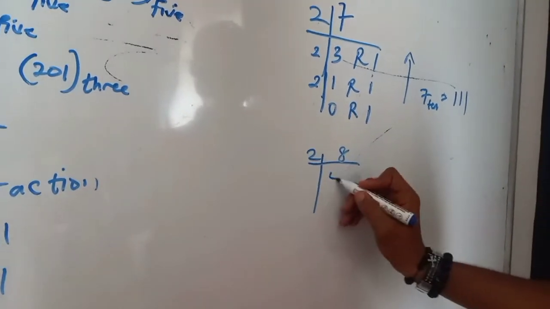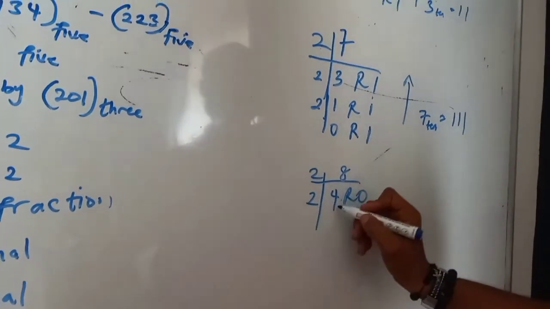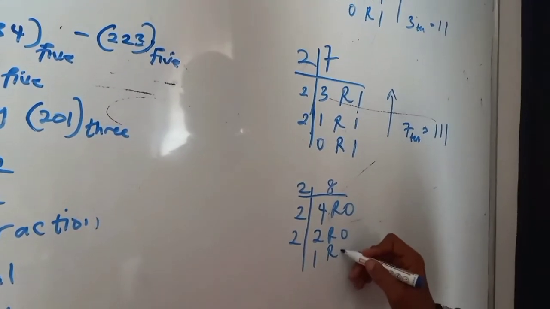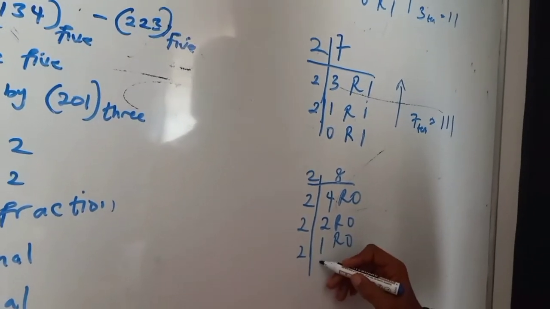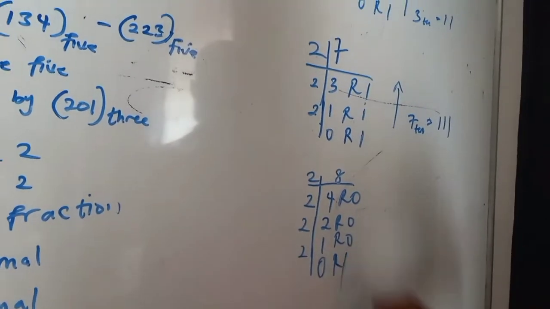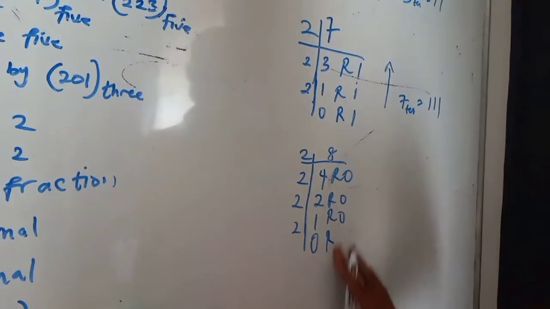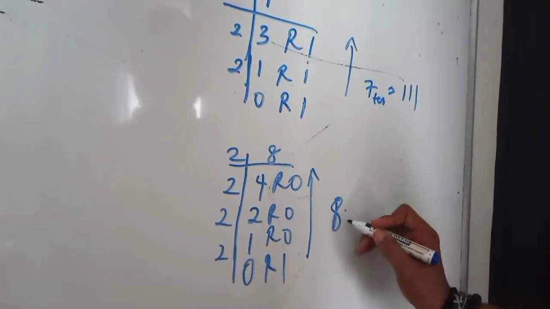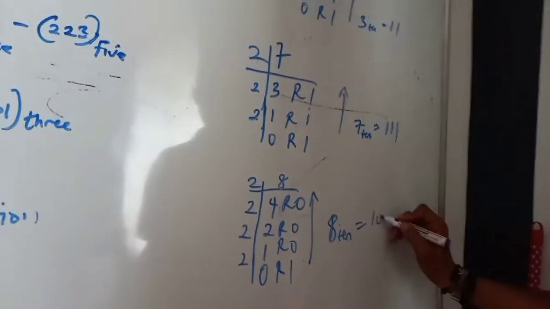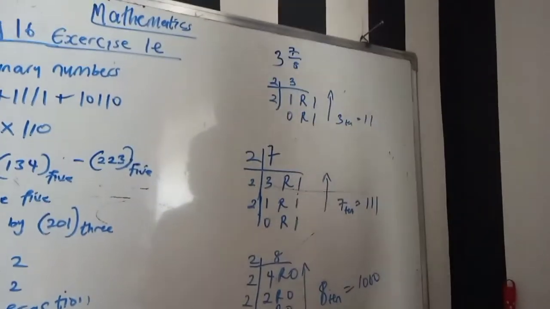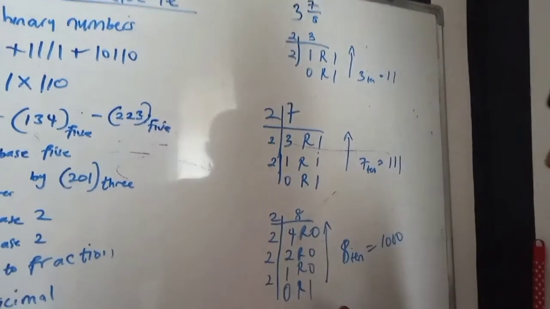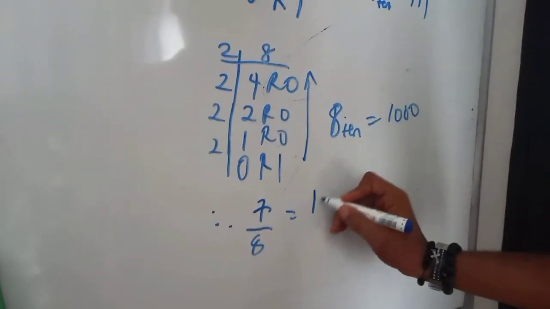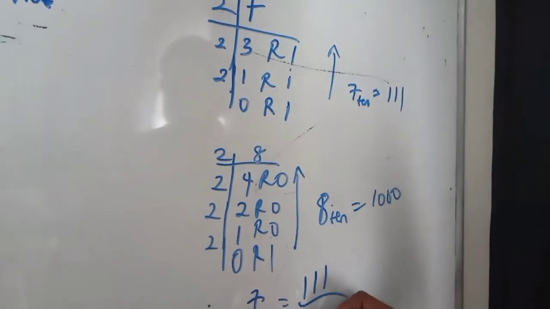I'll do the same to 8. So 2 going into 8 is 4, remainder nothing. 2 going into 4 is 2, remainder nothing. 2 going into 2 is 1, remainder nothing. 2 going into 1 is not possible now, right? 0, remainder 1. Drop down this 1 again. Therefore, my 8 base 10 is 1000. Therefore, I would say that 7 over 8 means 111 over 1000.